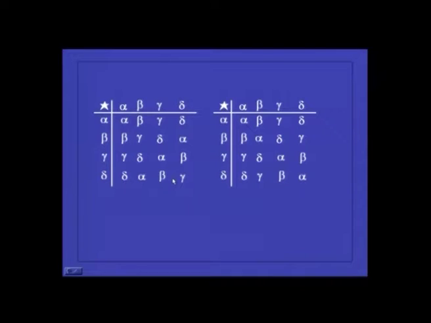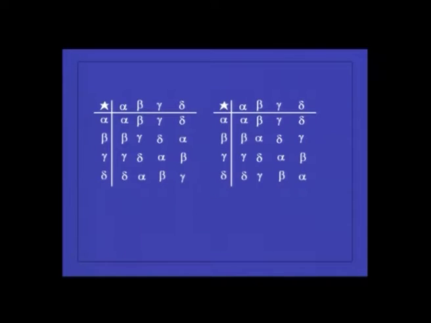We have also seen an example of a non-commutative group by taking non-singular 2 by 2 matrices in the last class. That is an example of a non-commutative group under matrix multiplication.